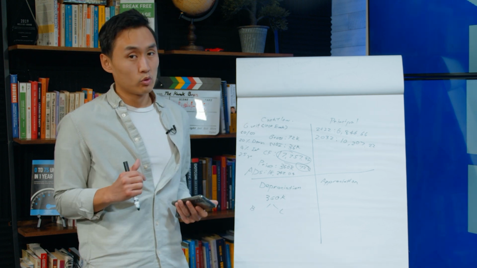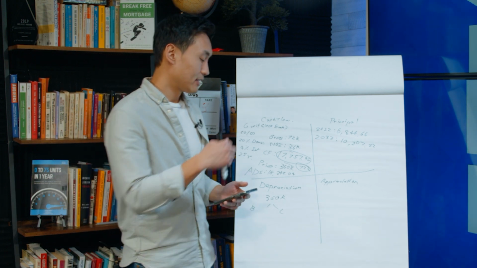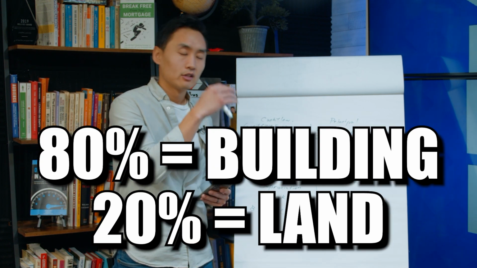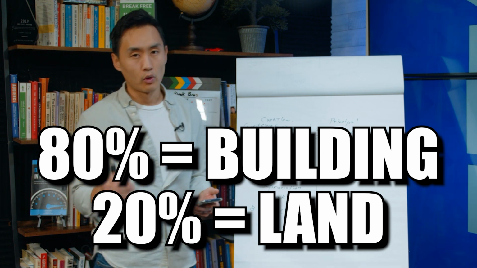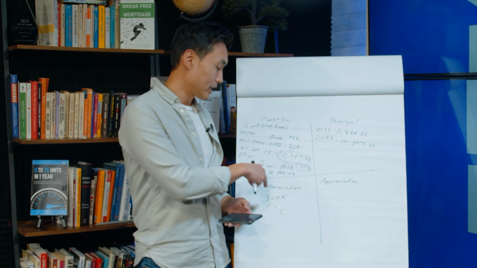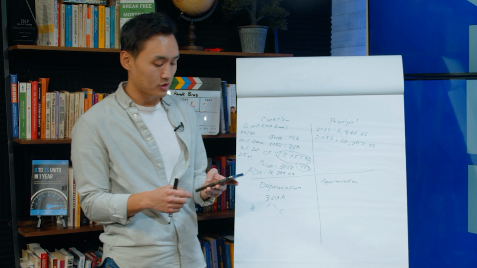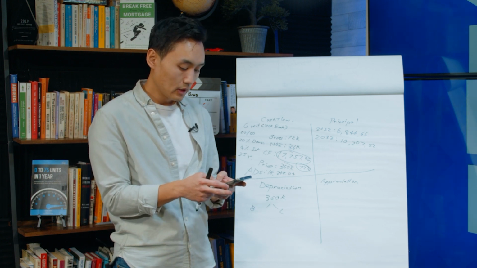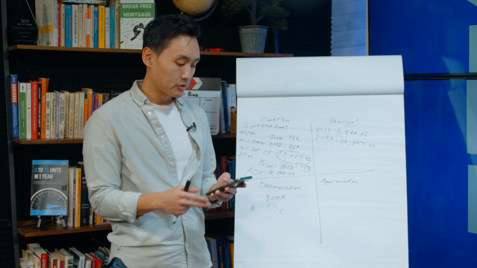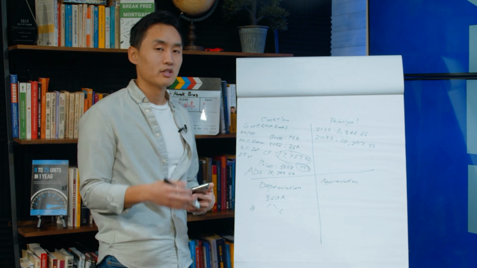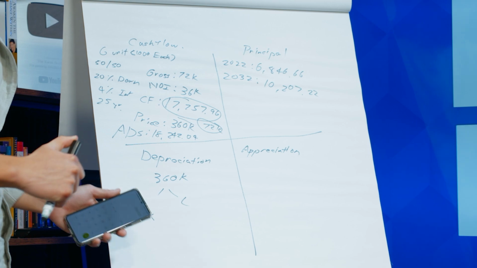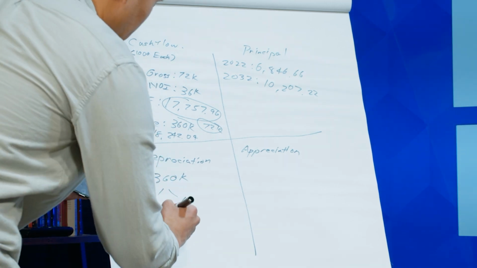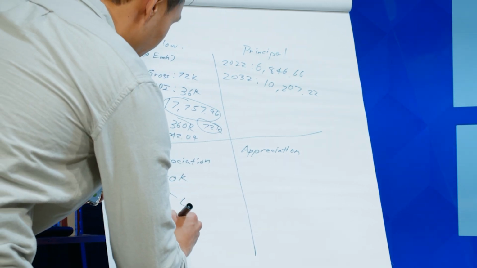Now, my rule of thumb is typically 80% is building, 20% is land. So again, 80% of it is building, 20% of it is land. So when I'm taking my purchase price of $360,000 and I multiply that by 80%, that's going to give me $288,000. And what I'm going to do is go ahead and divide that number by 27.5.